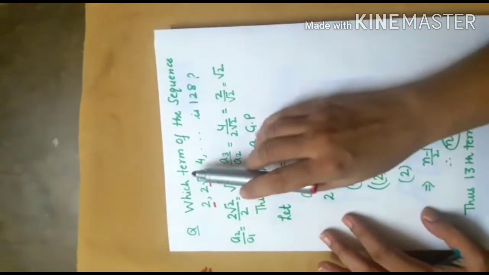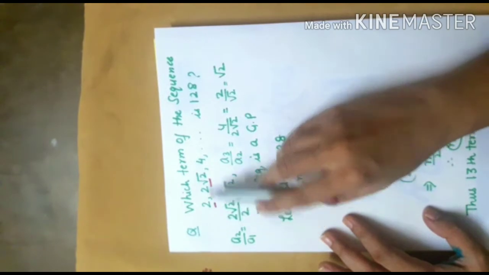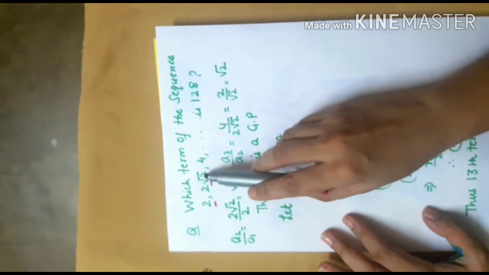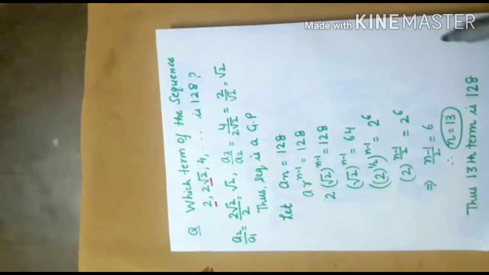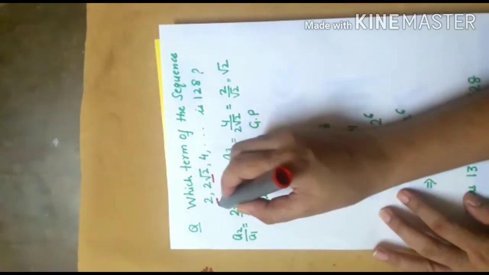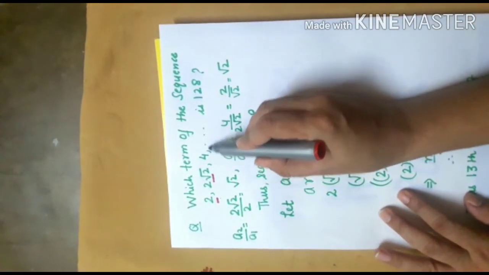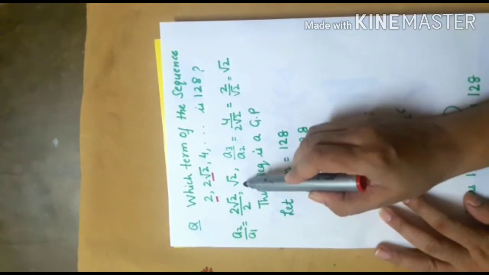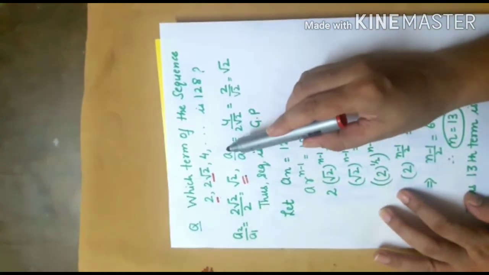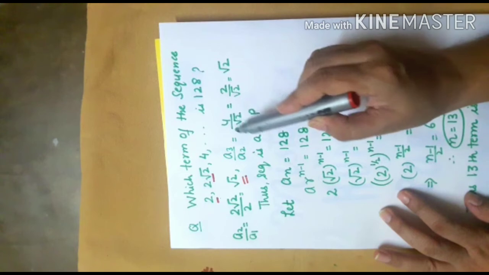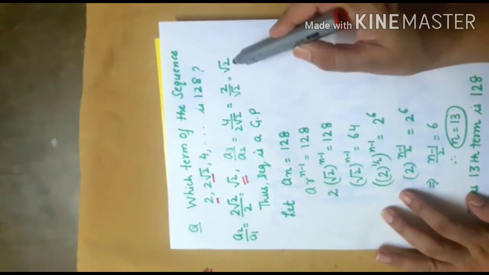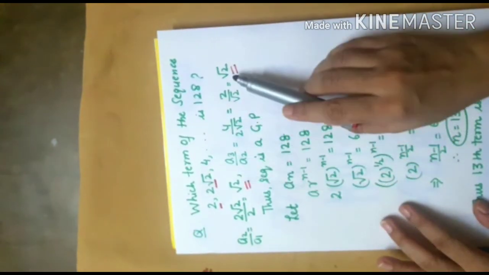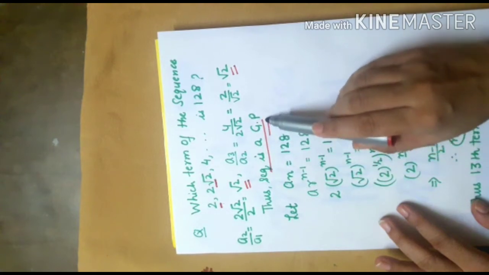Next question is, which term of the sequence is 128? And the sequence is 2, 2 root 2, 4 and so on. Yes, this is a1, this is a2, this is a3 and so on. a2 over a1, that is 2 root 2 over 2, will give you root 2. Similarly, a3 over a2 is equal to 4 over 2 root 2, that is 2 over root 2, which will give you root 2. So the ratio is the same. Therefore, the sequence is a GP.